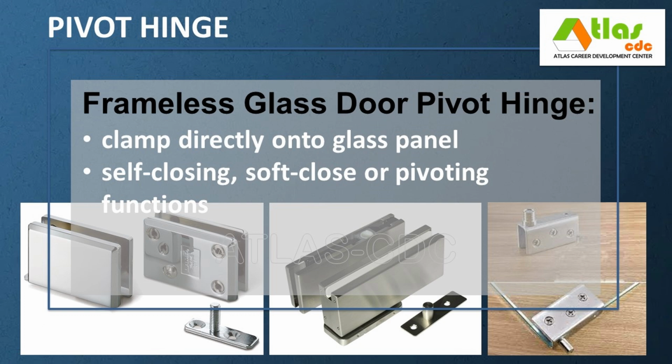A frameless glass door hinge is a specialized hinge designed to support and pivot glass doors without a surrounding frame. These hinges clamp directly onto the glass panel, usually tempered glass, and are typically made from stainless steel or brass for strength and corrosion resistance. Commonly used in shower enclosures, glass partitions, or modern office doors, they provide a sleek, minimal look and may feature self-closing, soft close, or pivoting functions depending on the type.